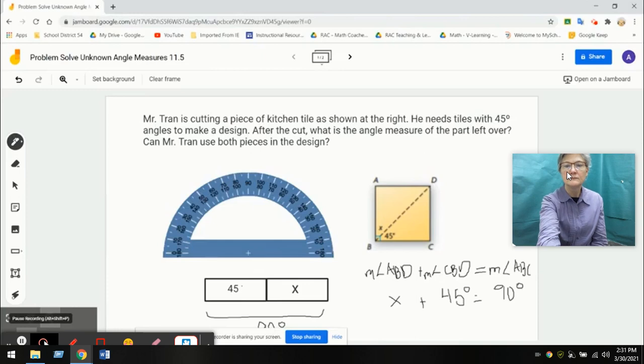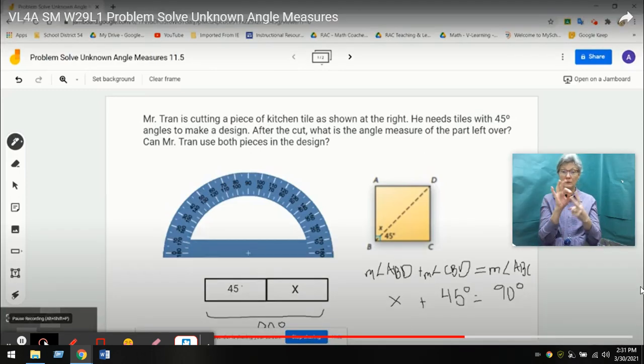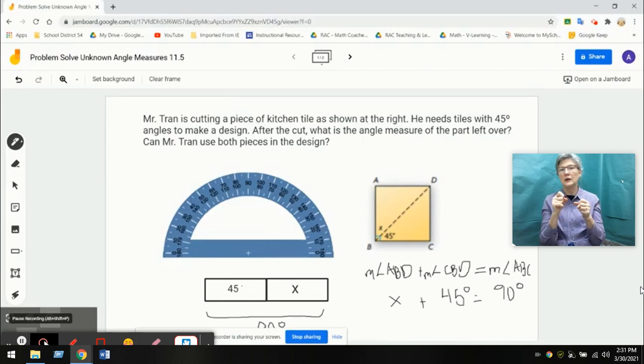So we have a couple of options. We could do some guess and check. That's not the most efficient strategy. We could do subtraction. That would work. Or if you can use some mental math strategies, like I'm able to use some mental math strategies, I know that X equals 45. We can double check our thinking by adding it together.